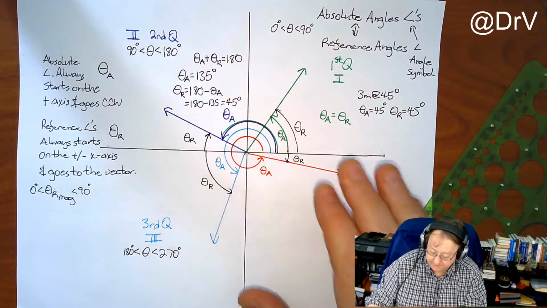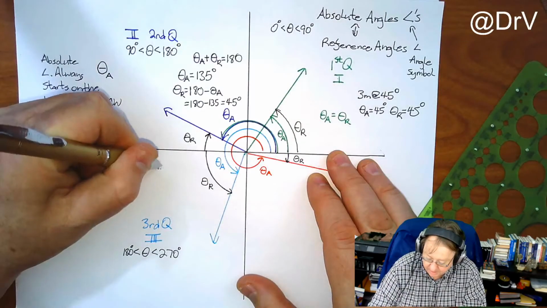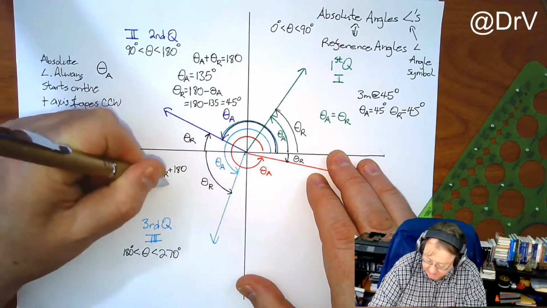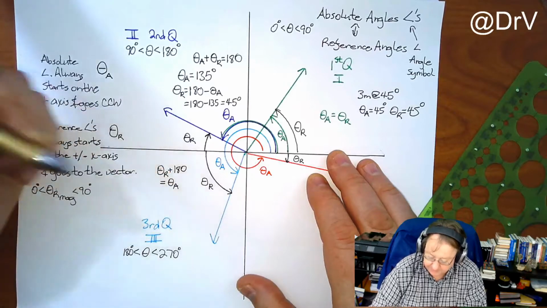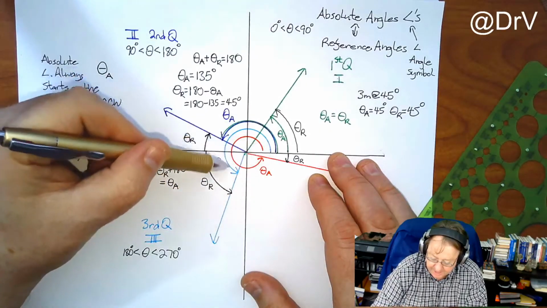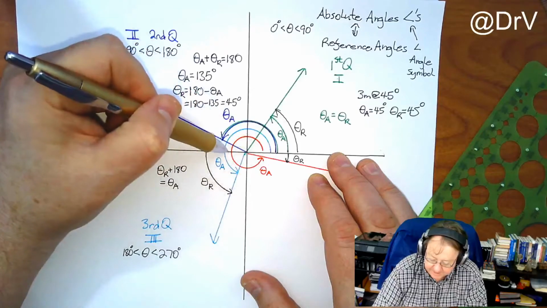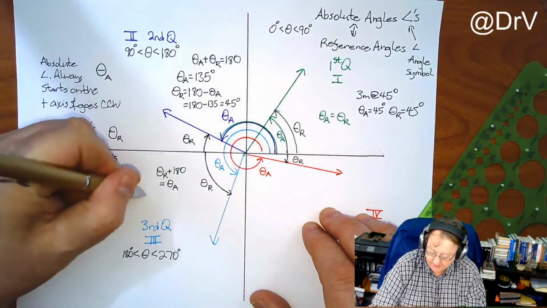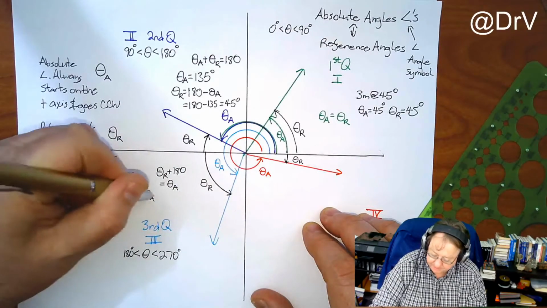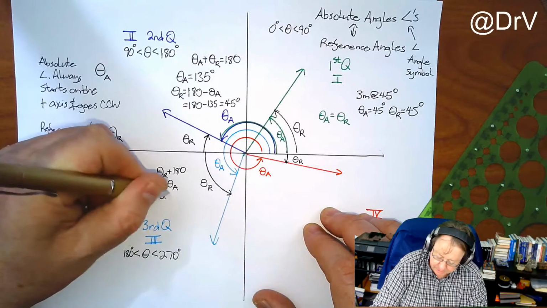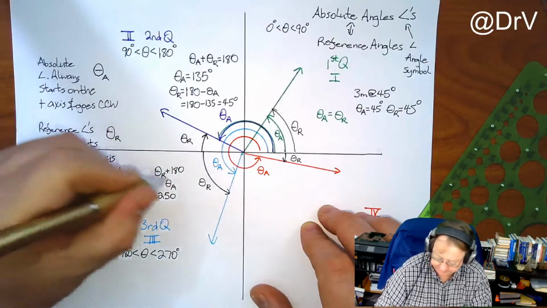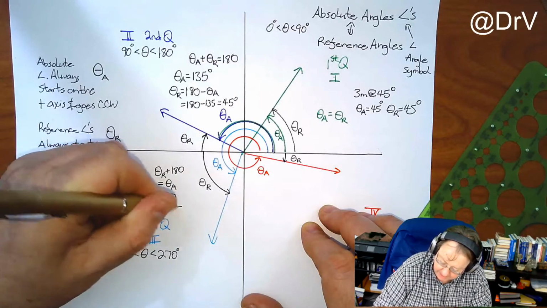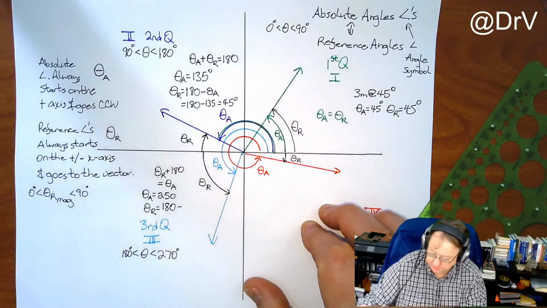In the third quadrant, theta R plus 180 is equal to absolute. So this is my theta A. 180 degrees is the half circle, and then you add on theta R. So if my absolute was 250, my reference is 250 minus 180.